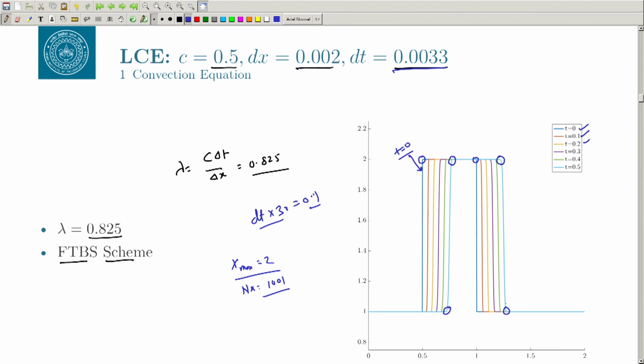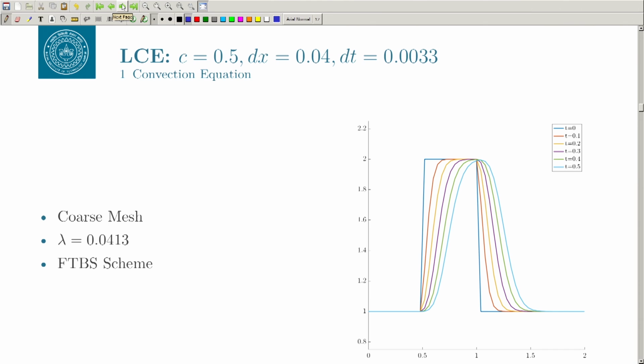Okay, so this is how the solution will look. Now let us change some parameters, and what we do is make the mesh very coarse. We have x max equal to 2. We take n x equal to 51, only 51 grid points. If you do that, you will see that it is still marching to the right.